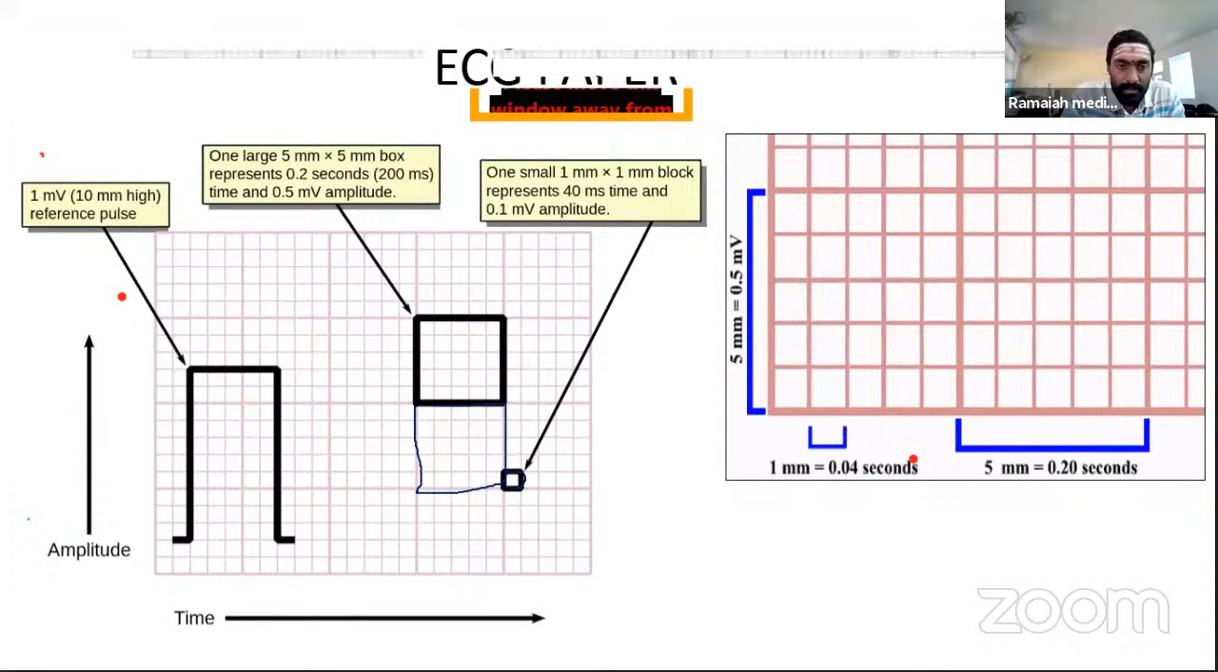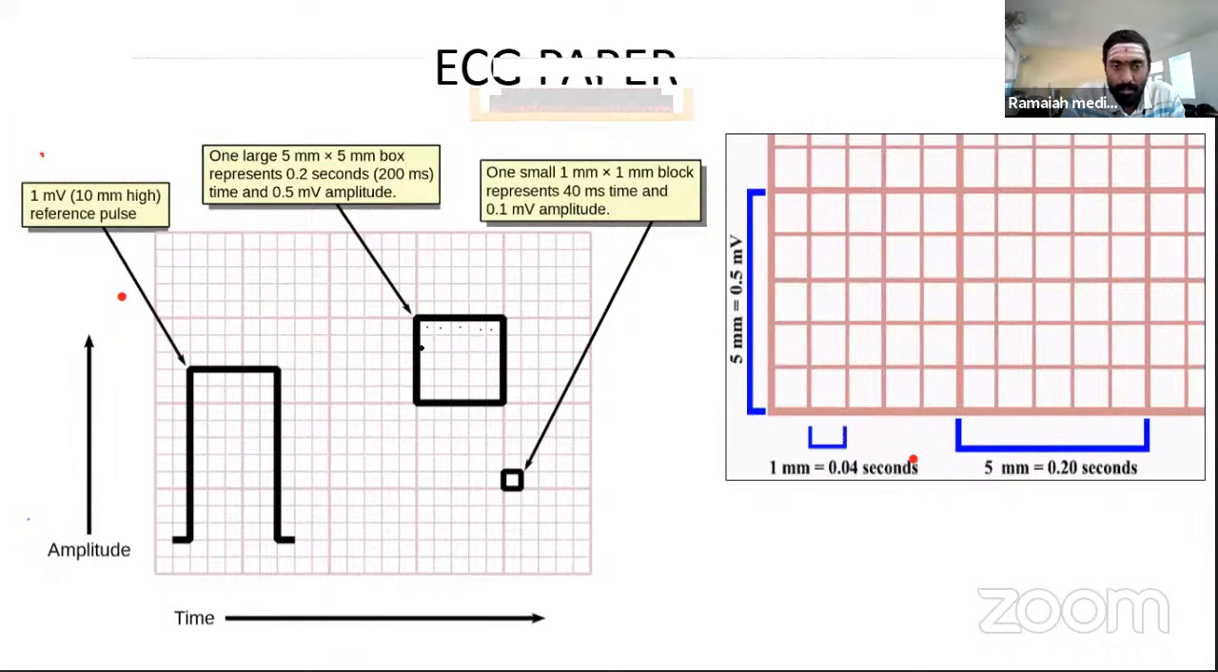One large box is 5 mm by 5 mm, very clearly given here, and one small box is 1 mm by 1 mm. Why? Because each side has 1, 2, 3, 4, and 5. So there are 25 boxes. So each of this whole thing is 5 mm. So 5 by 5 is 1 mm. So each small box is 1 by 1 mm.